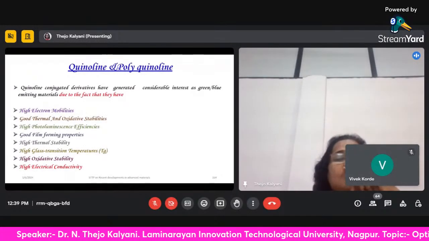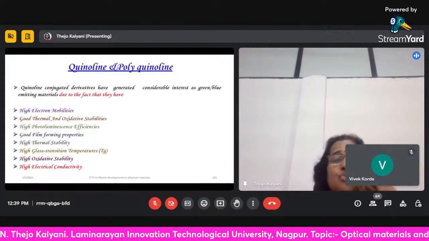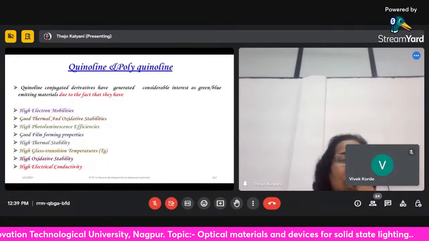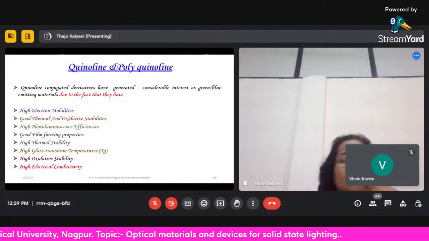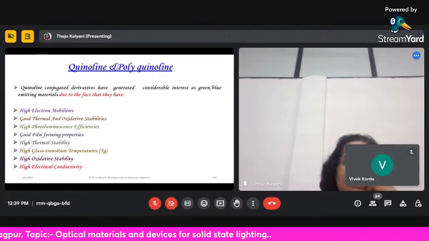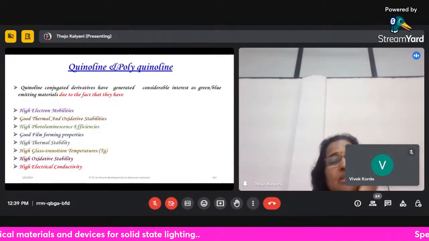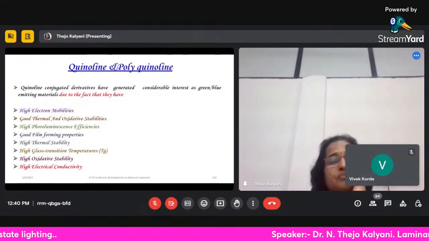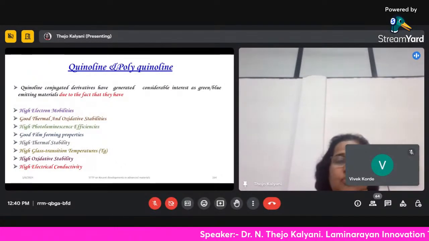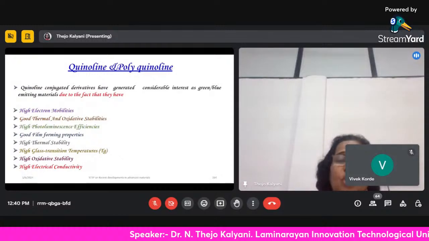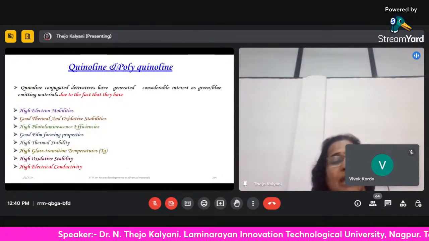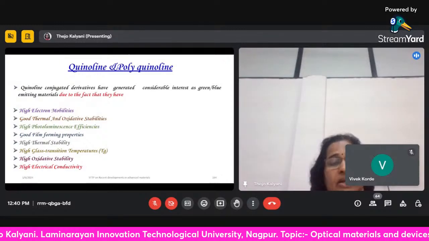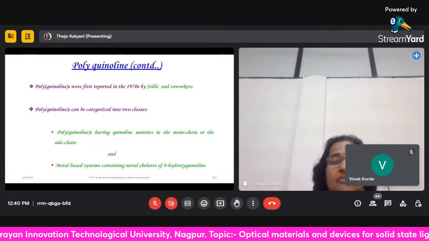So for blue and green, we have used quinoline complexes because of certain reasons. They have high electron mobilities. The thermal conductivity is good. They are thermally stable, and they are stable to moisture also. They even give a good photoluminescence, and they have good thin film forming properties. They have good thermal stability. Glass transition temperature is also high, and they have good electrical conductivity.